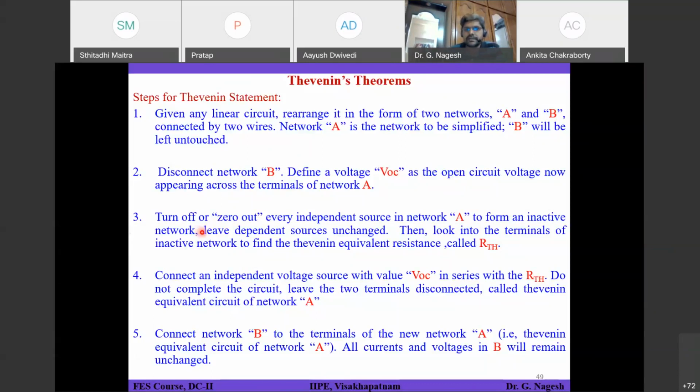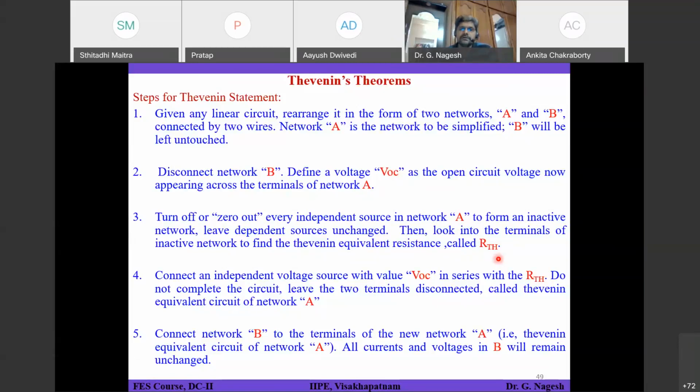Okay. So to find out RTH, turn off all the independent sources in the network to form an inactive network. And if there are any dependent sources, leave them as it is. Then look into the terminals of the inactive network to find the RTH. That means you simply replace all independent voltage sources with a short circuit and all independent current sources with an open circuit. And if there are any dependent sources, don't touch them, leave it as it is.